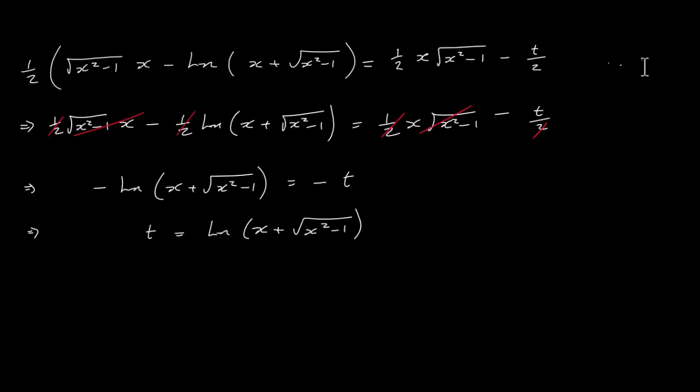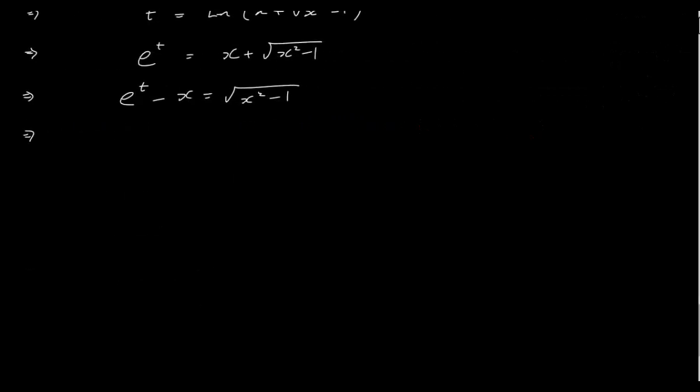Okay, so let's try get x on its own here. So what we've got to do first is change from log form to index form. So I'm going to write e to the power of t is equal to x plus the square root of x squared minus 1. Next thing I'm going to do is just subtract the x. And the next thing I'm going to do then is just get rid of that square root. We're going to square both sides. So if we square the left hand side, we get the square of e to the power of t, which is e to the power of 2t.